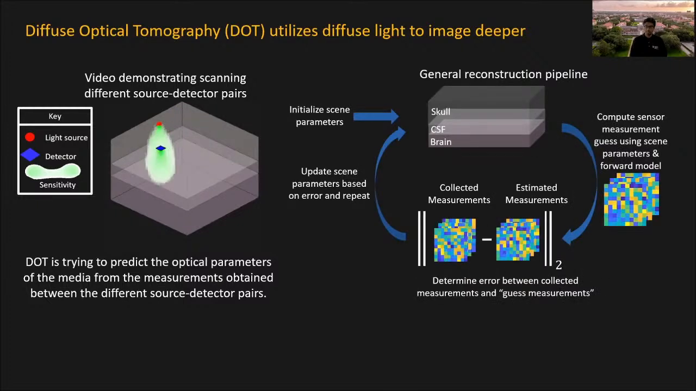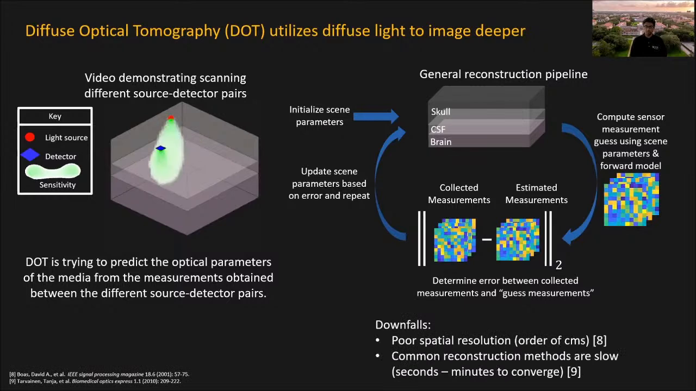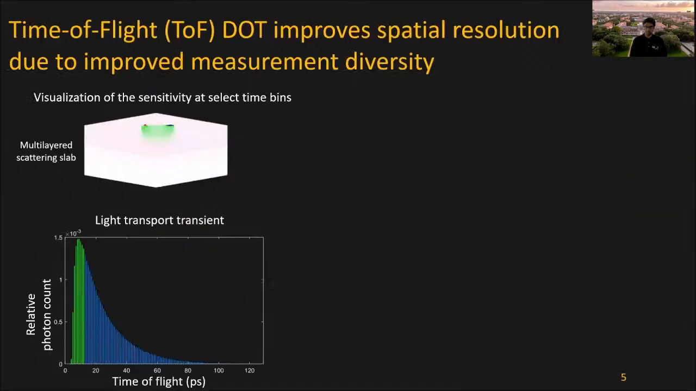Once you have these measurements, a common pipeline for reconstruction is to make a guess of the parameters, compute an estimate of the sensor measurement using a forward model and scene parameters, calculate the error in this prediction relative to the actual measurement, and use this error to update the parameters. The main downfalls of DOT are poor spatial resolution on the order of centimeters, and common reconstruction methods are slow, which can take seconds to minutes to converge.